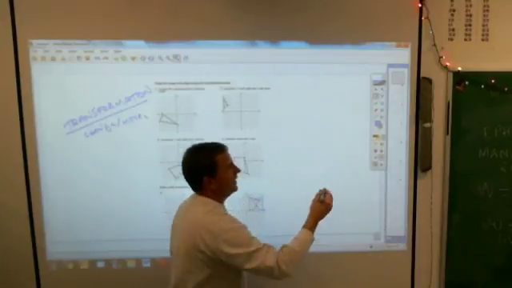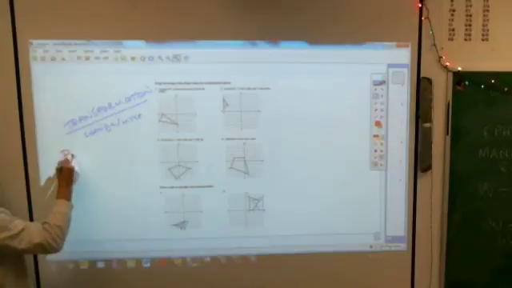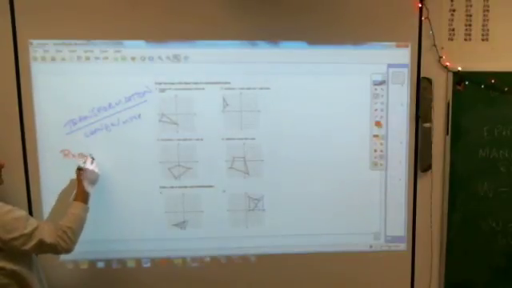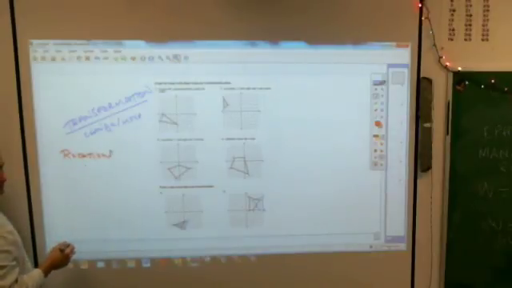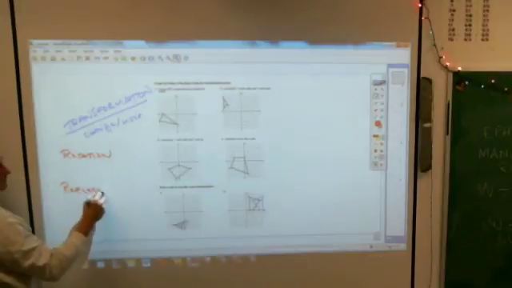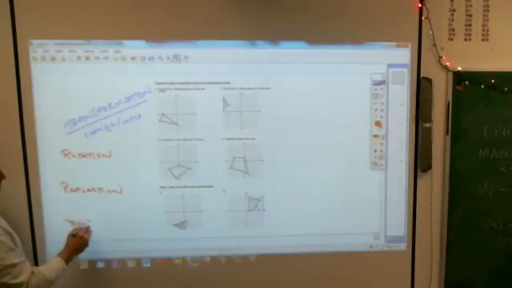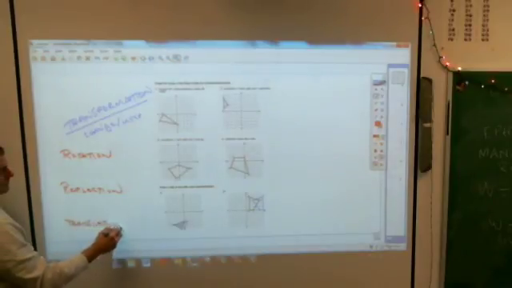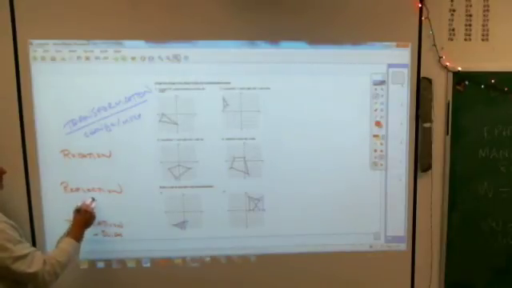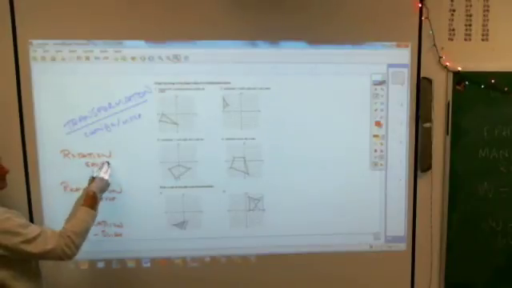You'll remember these. They are the rotation, another one is the reflection, and the third one is a translation, which just means it slides. Reflection means it's a mirror image. And rotation means it spins.